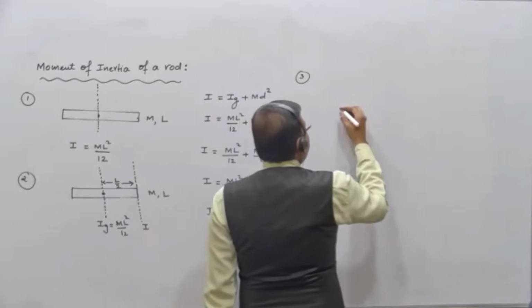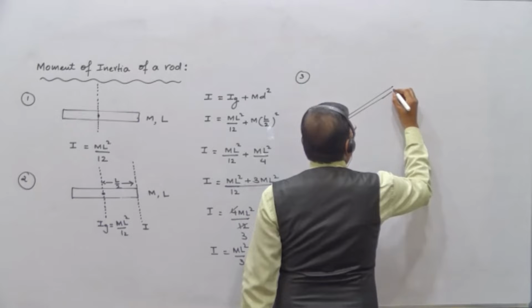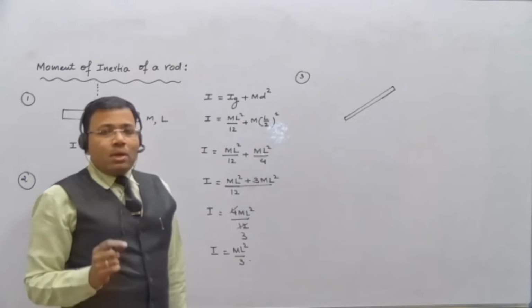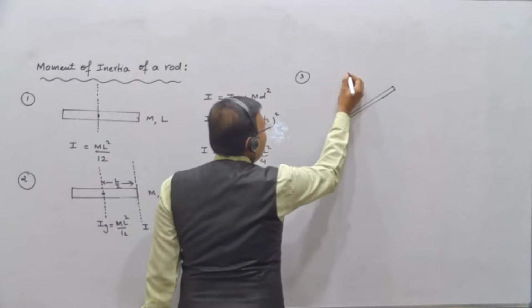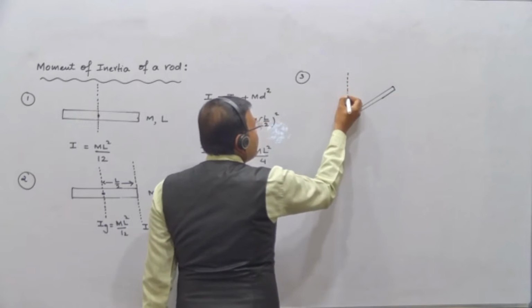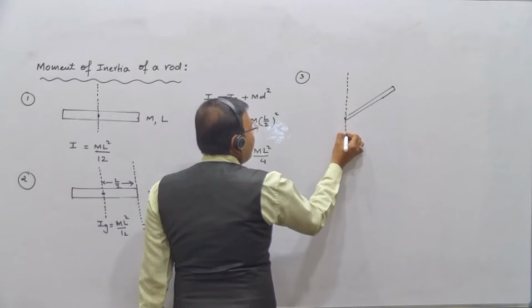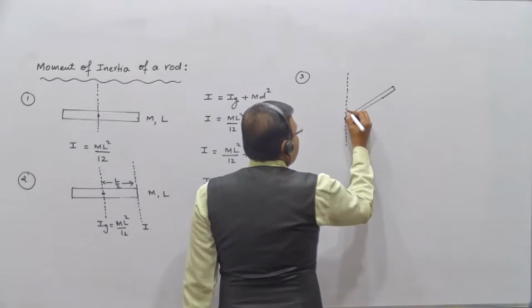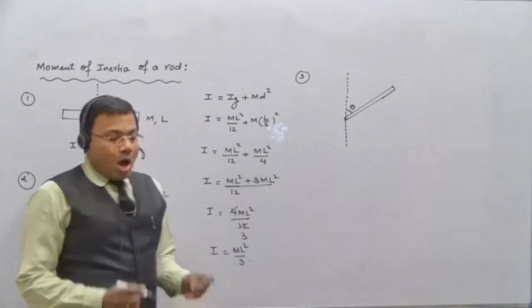Suppose one rod is there. This is a rod. Try to understand. This is a rod of, again, mass M, length L. How I am rotating this rod is important. This is my axis of rotation. If I take this as the axis of rotation, this is theta. Pay attention to how the rod is.